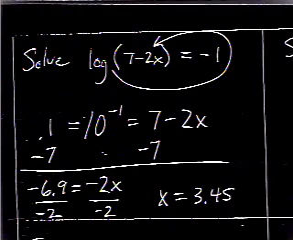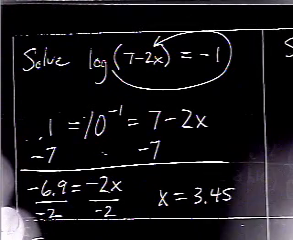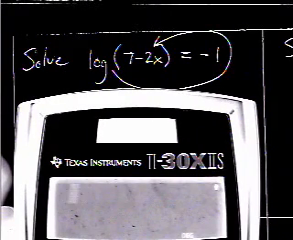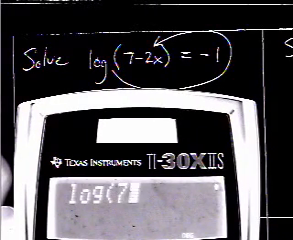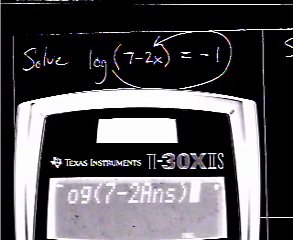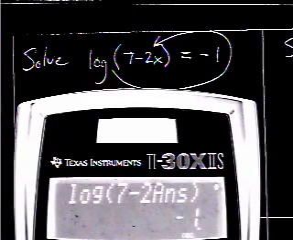And of course we can always go back and plug it in. I've done enough checking, but I encourage you to make sure you plug it back in. I can do it real quickly. Probably should do it real quickly instead of just saying something to you about it. Log of 7 minus 2 times the answer should be equal to negative 1. If it is, I'm good to go.